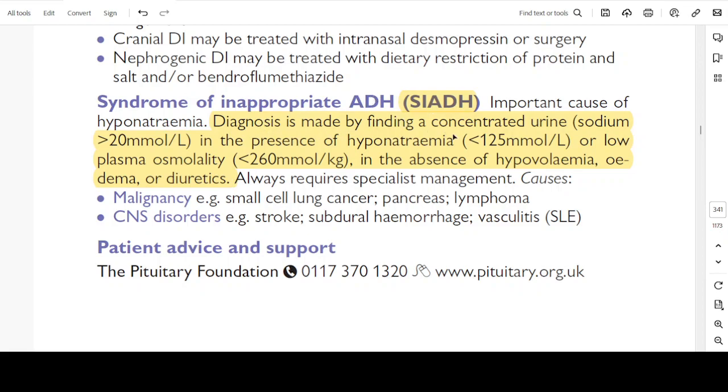So diagnosis is made by finding a concentrated urine, sodium concentration of more than 20 millimoles per liter in the presence of hyponatremia less than 125 millimoles per liter, or low plasma osmolarity less than 260 millimoles per kg, in the absence of hypovolemia, edema or diuretics. Always requires specialist management. Causes could be malignancy, small cell lung cancer, pancreas, lymphoma. CNS disorders, for example stroke, subdural hemorrhage or vasculitis. Either it could be malignancy or a CNS disorder. That is why it always requires specialist management.